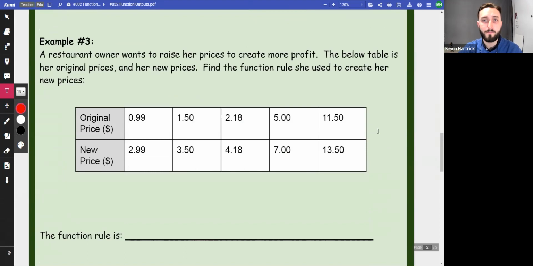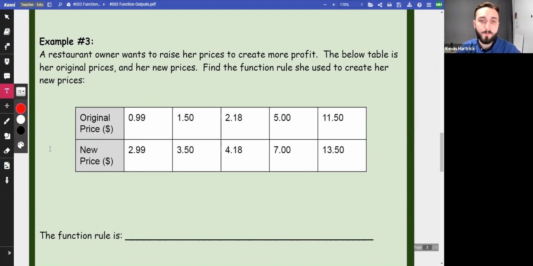Let's look at example 3. A restaurant owner wants to raise her prices to create more profit. The below table is her original prices and her new prices. Find the function rule she used to create her new prices. So she used a function rule, okay, and she took her original prices that she had on her menu and she used this function rule and she came up with some new prices, okay? She raised her prices, and we got to figure out what was that function rule that she used.